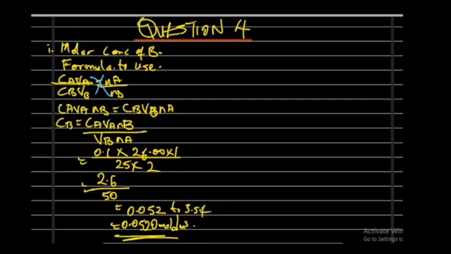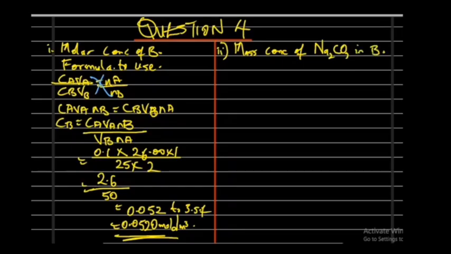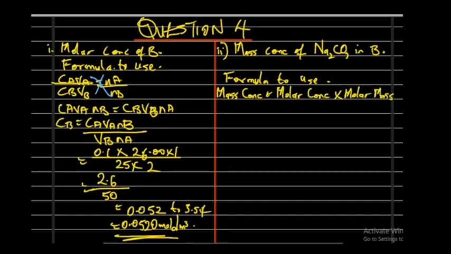The next question asks us to calculate the mass concentration of B, of sodium trioxocarbonate in B. The formula that we are to use for this: mass concentration equals molar concentration times molar mass. That is what we'll be using for this.